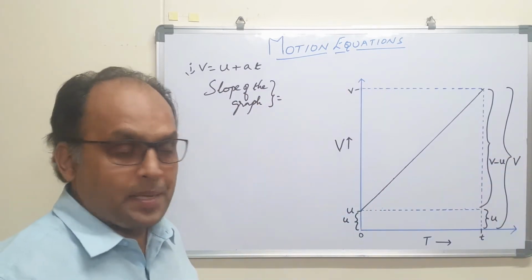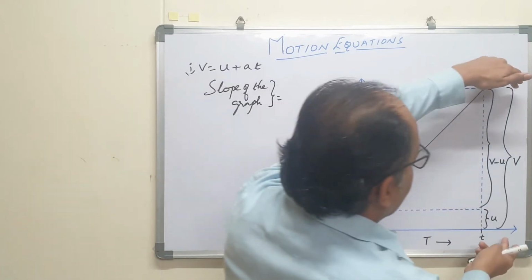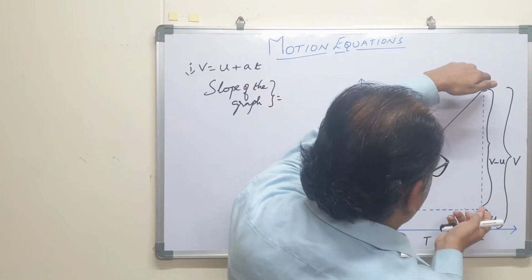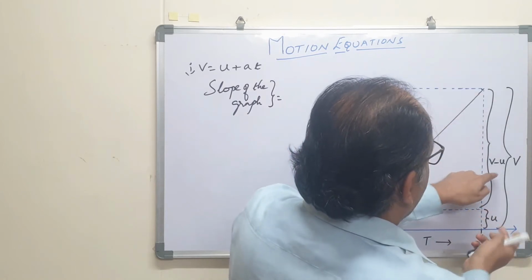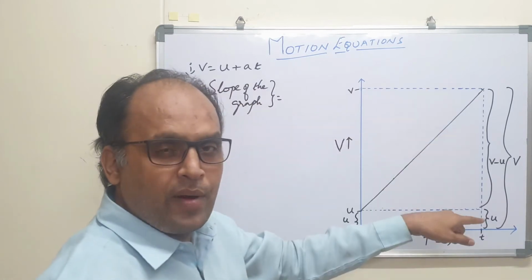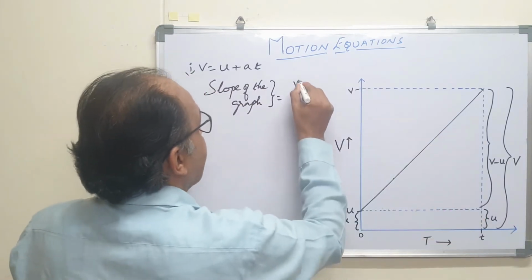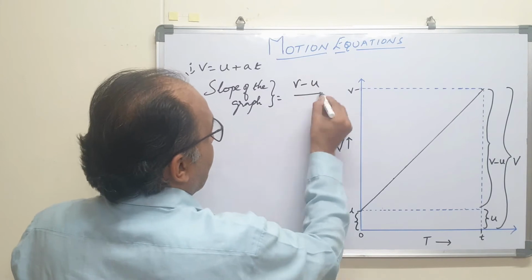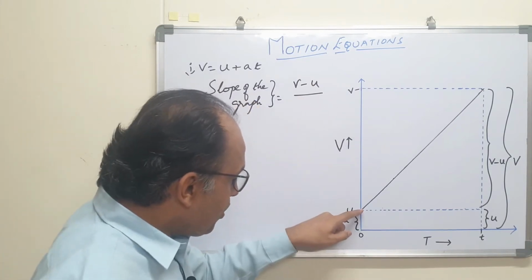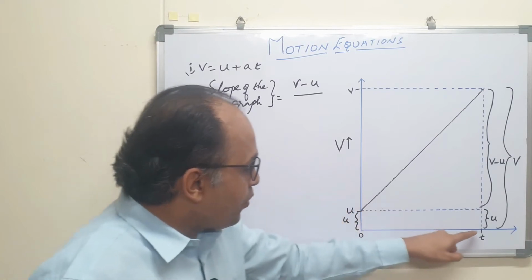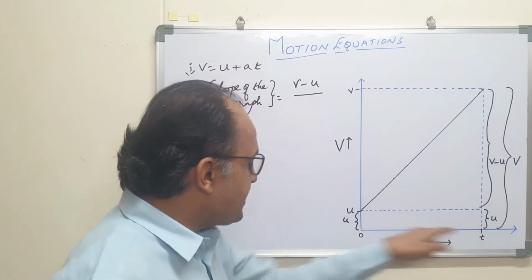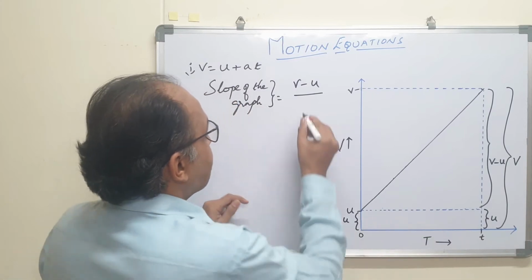I think you agree with me, right? This whole thing is v, this small thing is u. So this small portion over here is nothing but the total minus this, which is v minus u. So the difference of y coordinates is v minus u, divided by the difference of x coordinates. The x coordinate is starting over here and ending over here, which is 0 to t. So this distance is nothing but t.